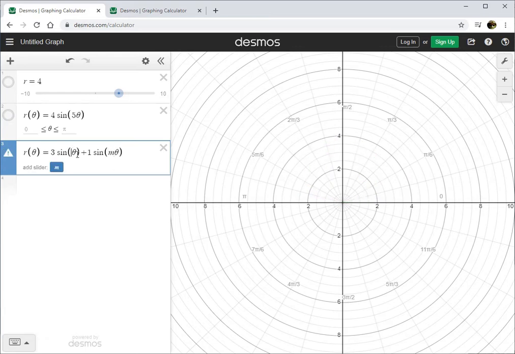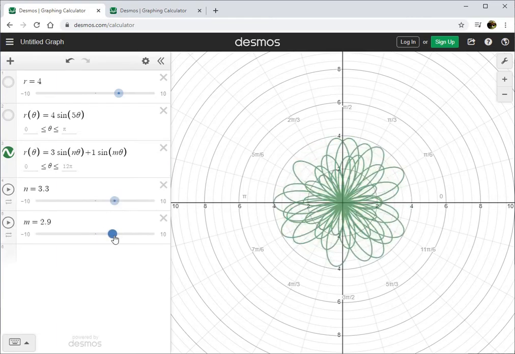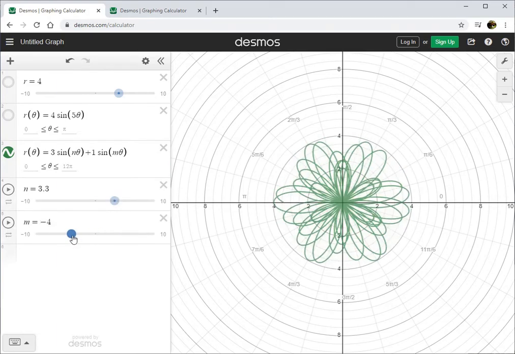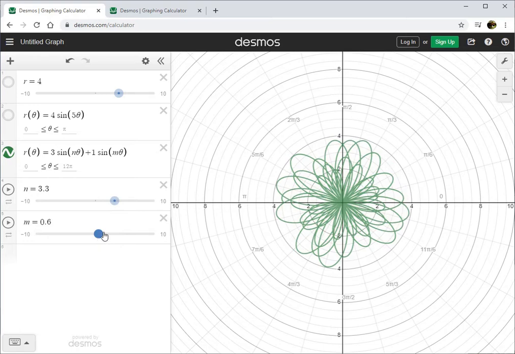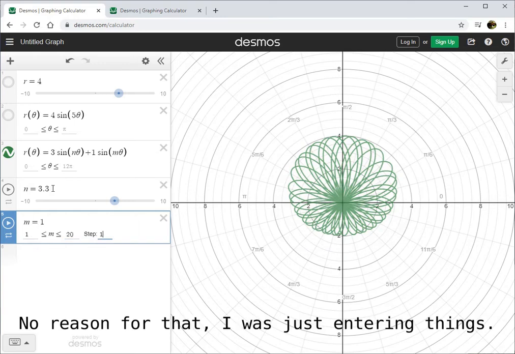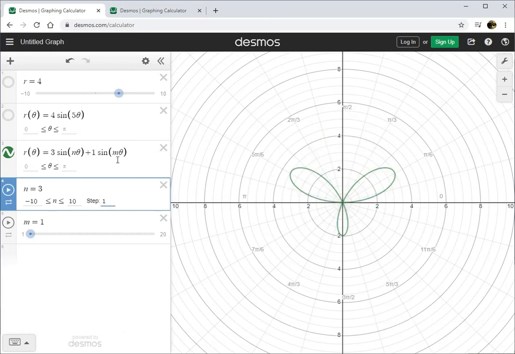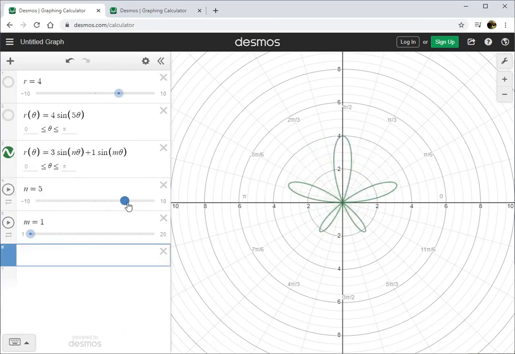I could call this M and N, and then I could add sliders, and I could say, okay, what happens if we do that, and what happens if we do that? And I make all sorts of weird looking shapes for myself. And maybe it works better if I have this from 1 to 20 by 1s, and maybe I should have this one from negative 10 to 10 by 1s. And then I can just make some things that maybe look a little more regular.